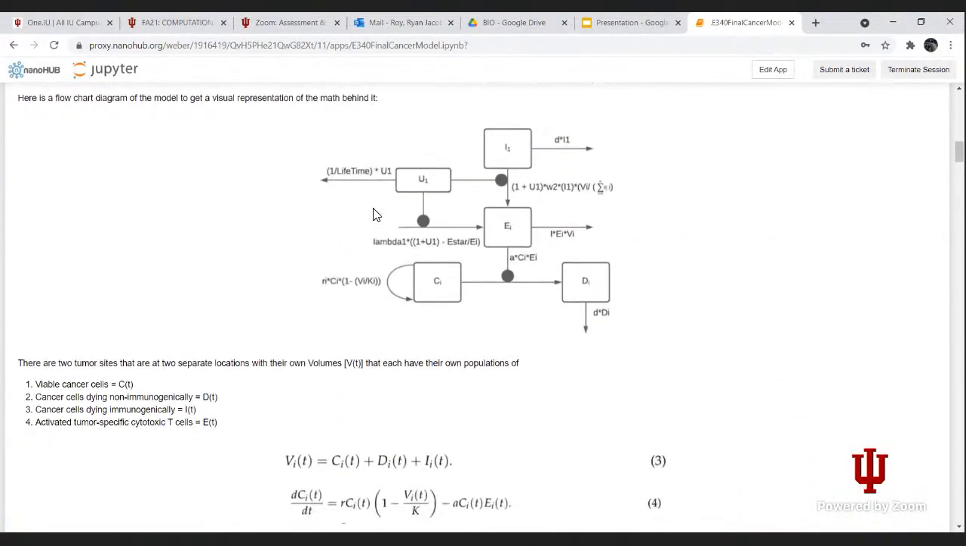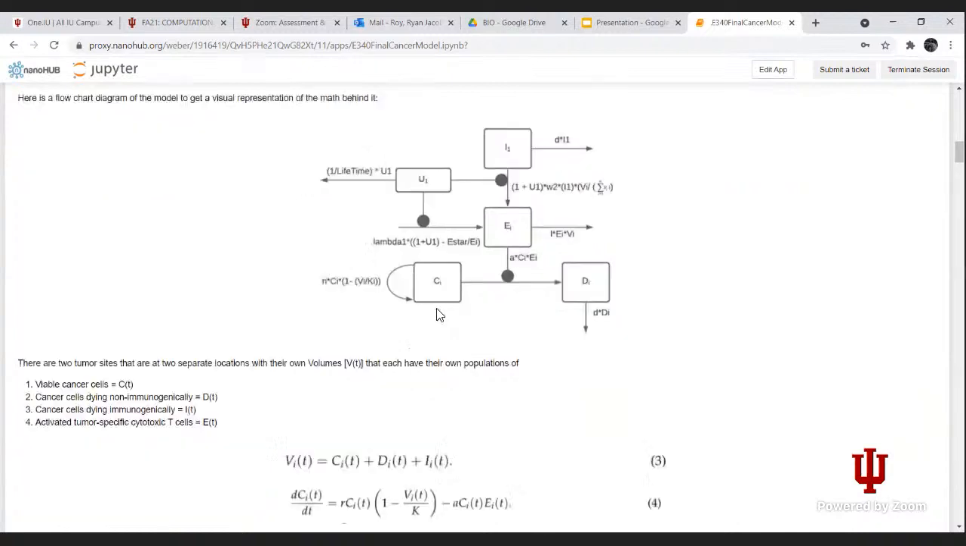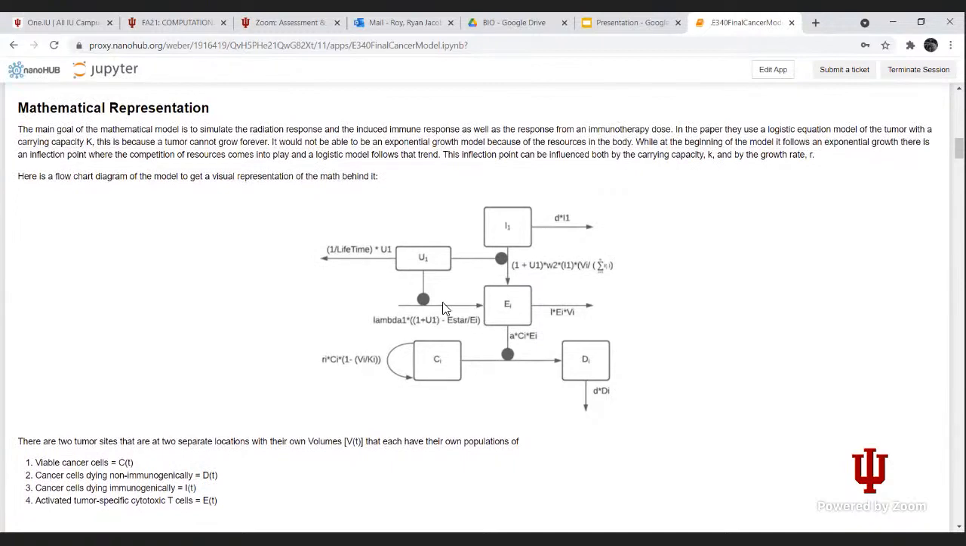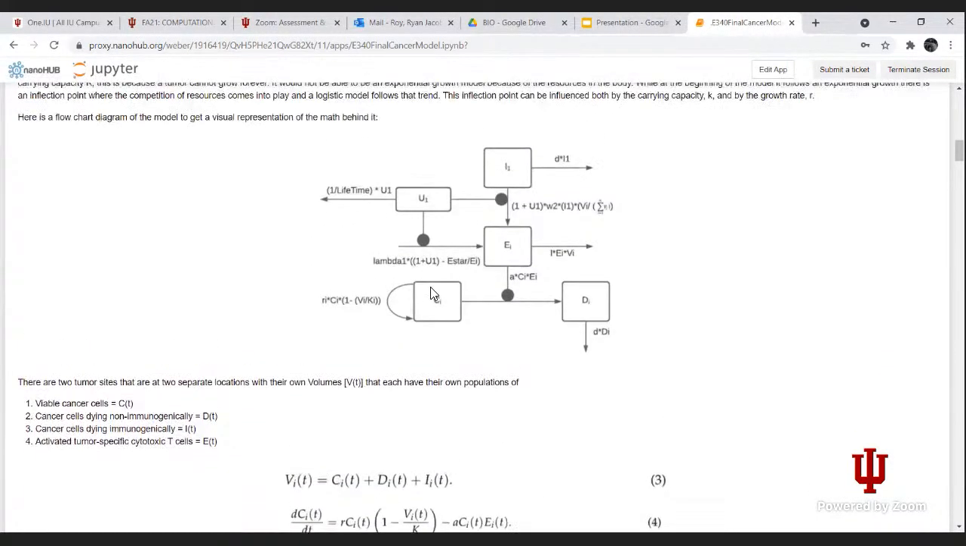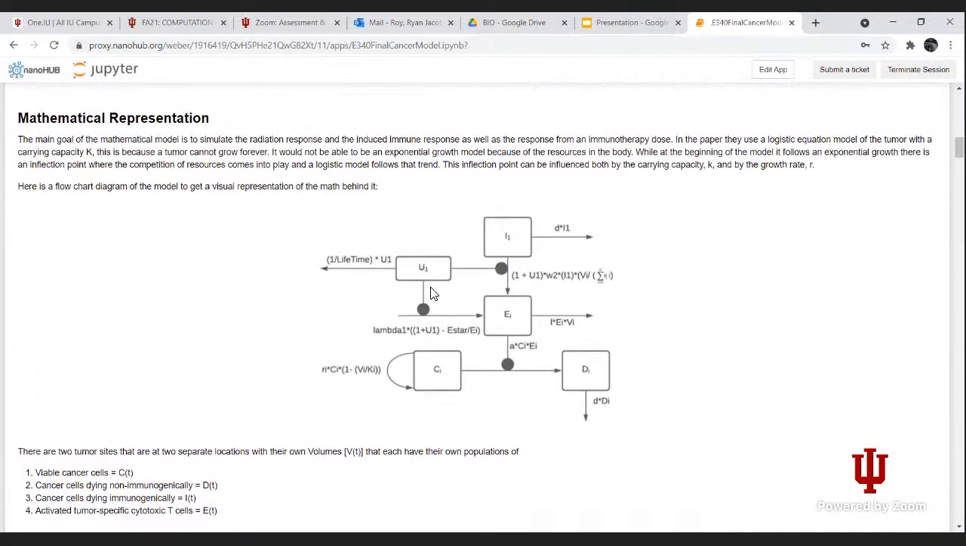So they start off with a mathematical representation of how the radiation response and immunotherapy are two good strategies that contribute towards potentially treating cancer in a patient.